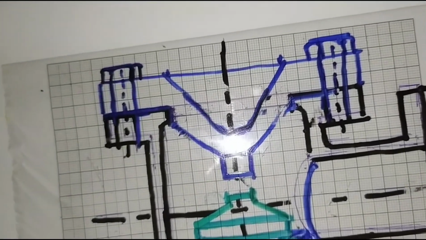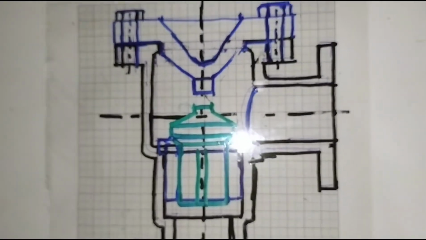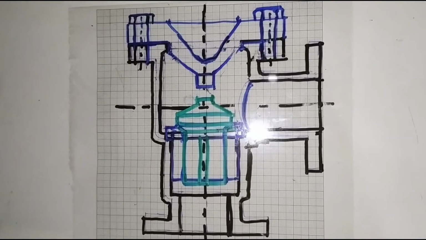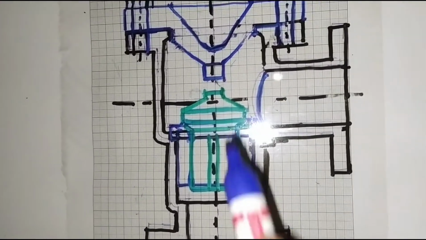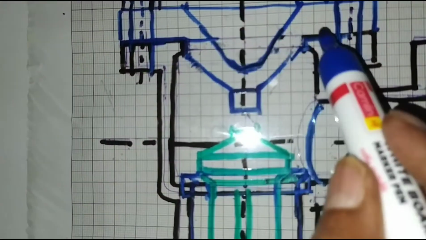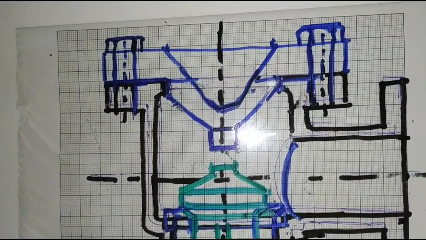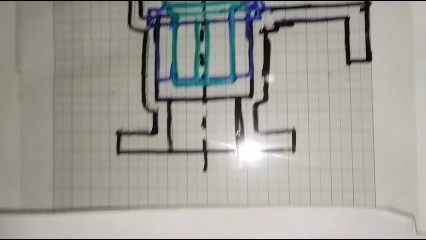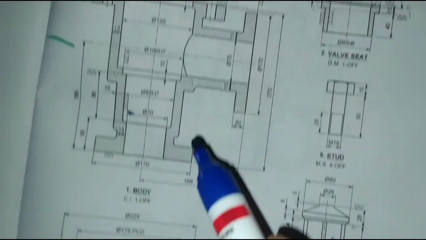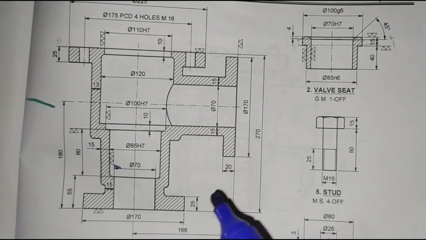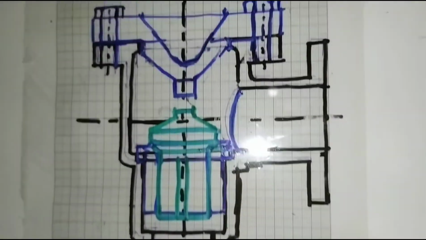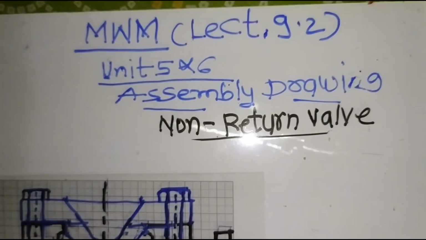In this way, we have completed the sectional front view of the non-return valve. Here is the figure. We have completed this dimension, section line. In the next lecture, we will draw the section line and top view. How to draw the top view, we have to understand it. Okay, thank you.